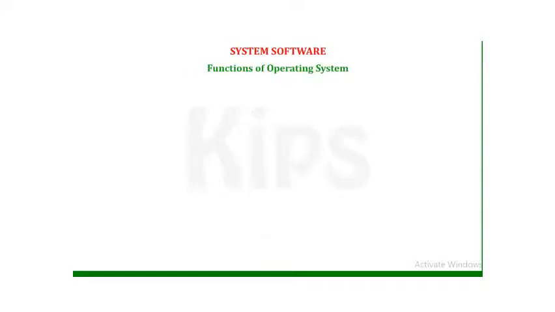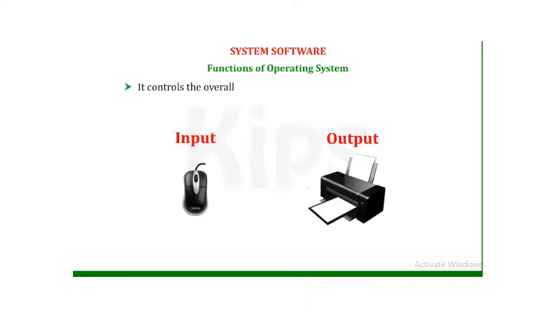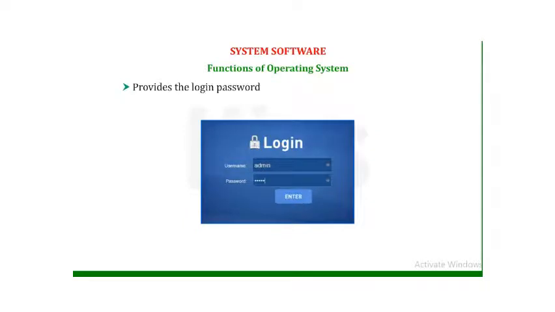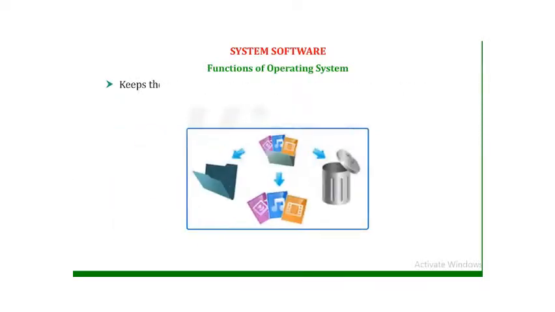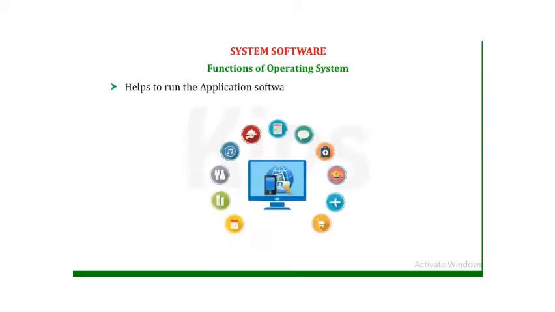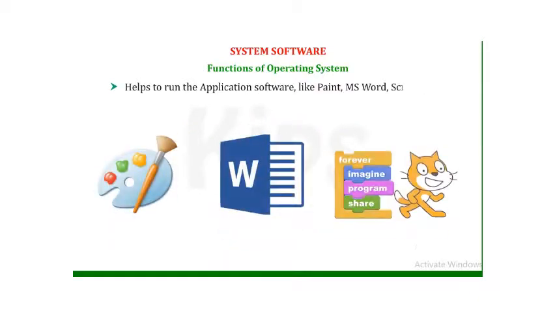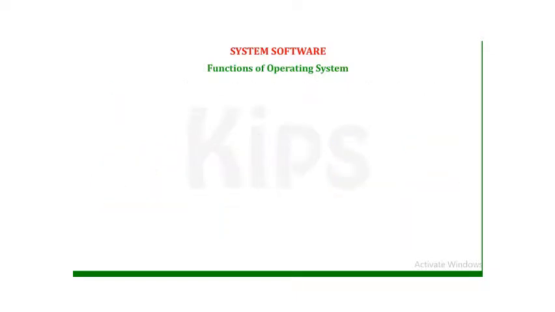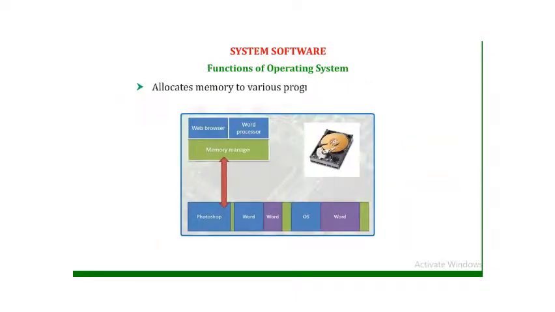Functions of operating system. It controls the overall working of input and output (I/O) devices. Provides the login password to prevent the misuse of computers. Keeps track of information regarding creation, deletion, transfer and copying of files. Helps to run the application software like Paint, MS Word, Scratch, etc. Allocates memory to various programs whenever required.